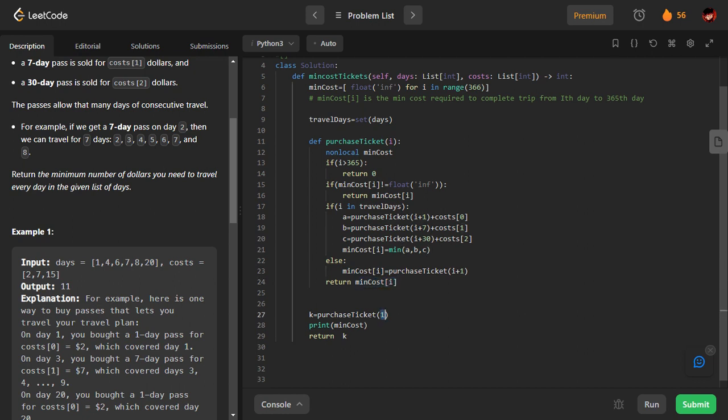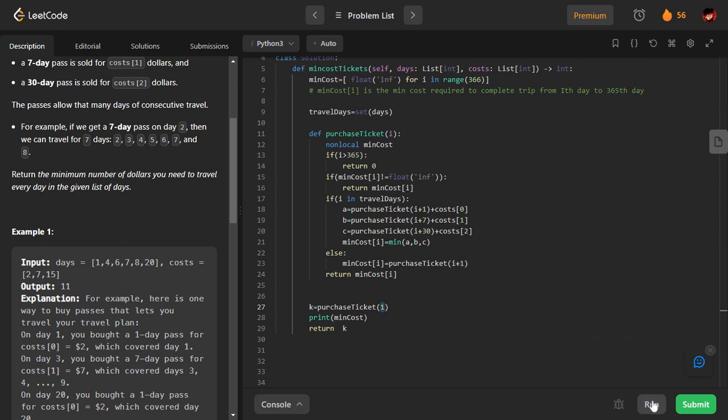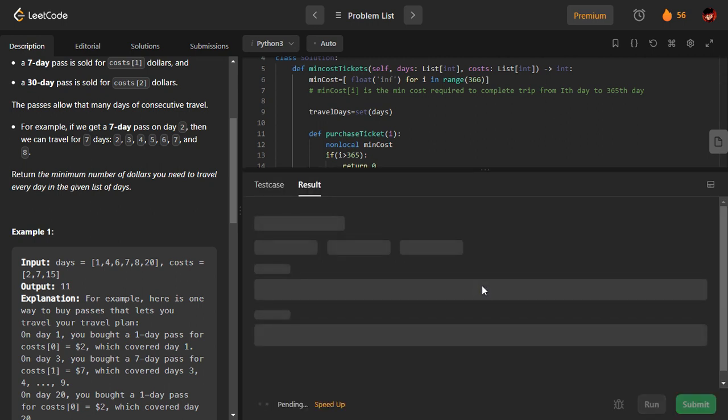So I am passing 1, the first day of the year. That means it will return the minimum cost to travel from the first day onwards. And to show you how it works, let me run the case.